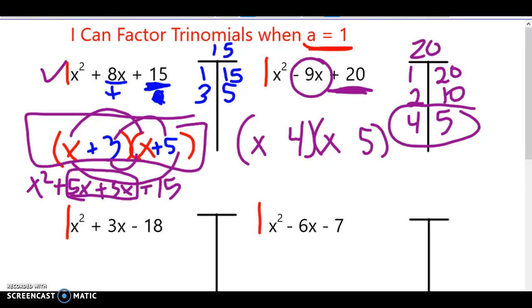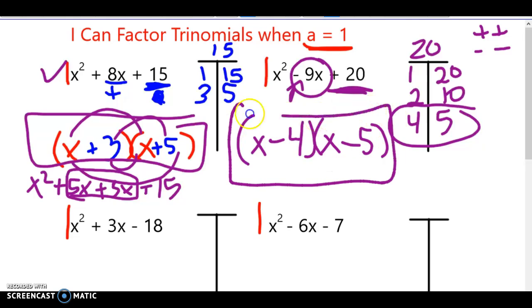So your brain needs to say, okay, something needs to happen with the signs. How do I get a positive? Either a positive times a positive when you're multiplying, or a negative times a negative. So basically, if it's a plus at the end, you know it's going to be the same sign, and then this right here is your indicator of what your sign is going to be. So minus 4, minus 5.